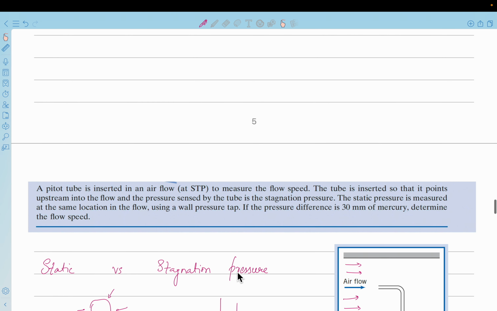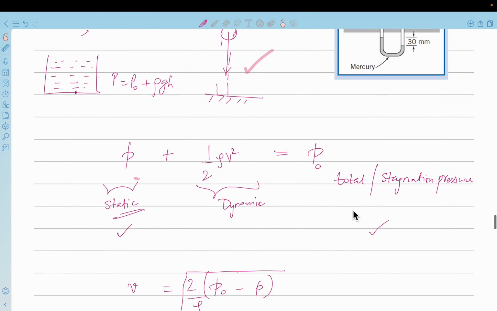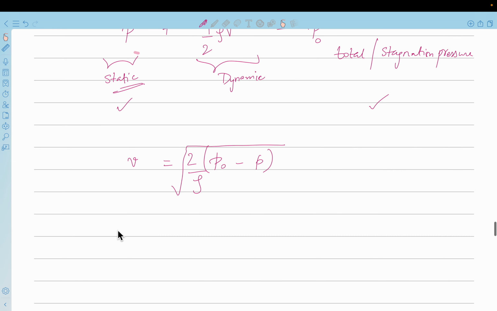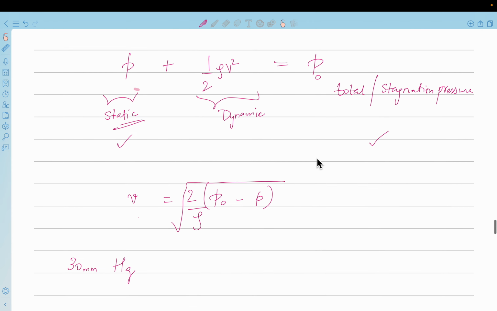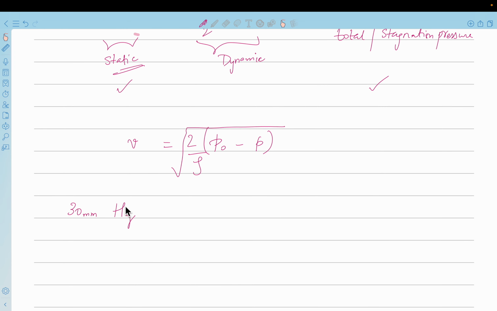Now what is the pressure given to us? 30 mm of mercury, 30 mm Hg. This is the pressure difference, so that is P naught minus P, the difference between the two locations that we have measured. So stagnation minus static, delta P, is 30 mm Hg.